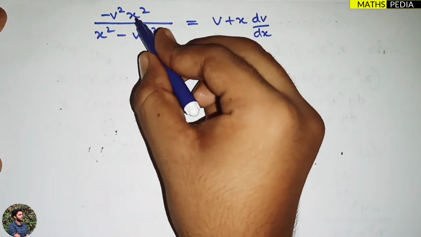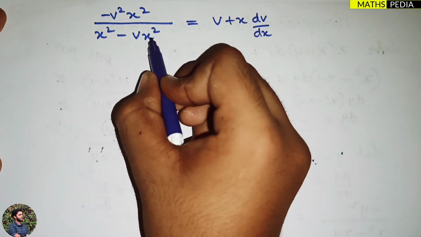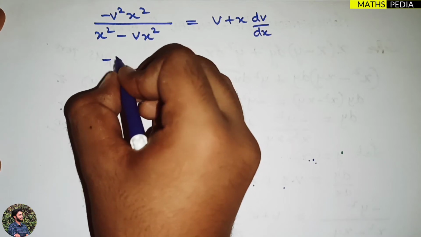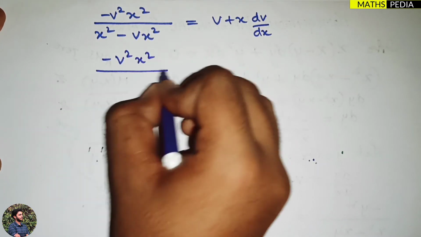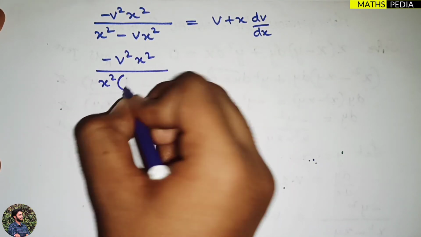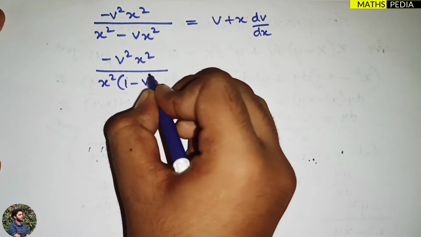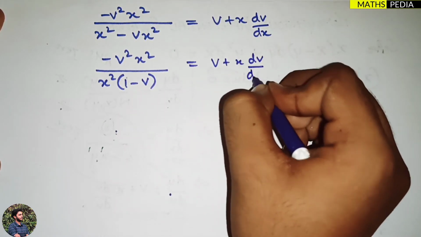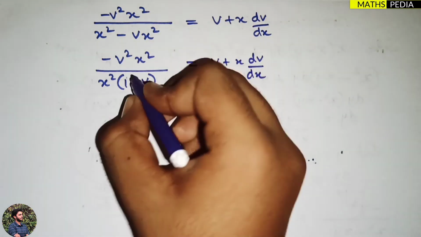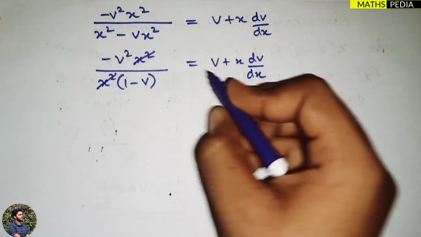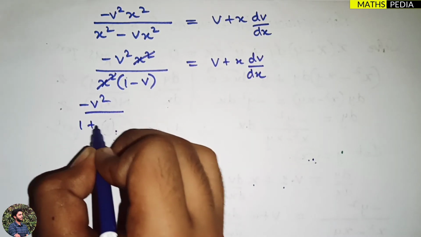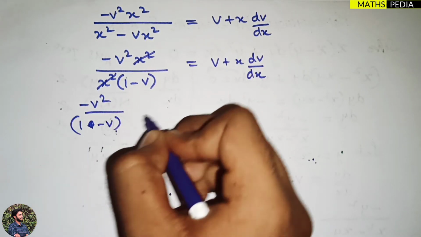So from the numerator part you can see x square is there. Denominator also you can take x square as common so that these two get cancelled. So I can write it as minus v square x square divided by x square, I can take it common, so 1 minus v will be remaining, which is equal to v plus x into dv by dx, correct. Now this x square gets cancelled. Now the thing is that minus v square by 1 minus v is there.